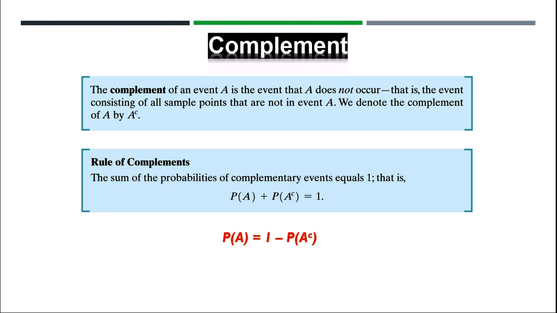The sum of the probability of A and AC equals 1. That is, if the chance of passing the exam is 90%, the complement, not passing the exam, is 10%.